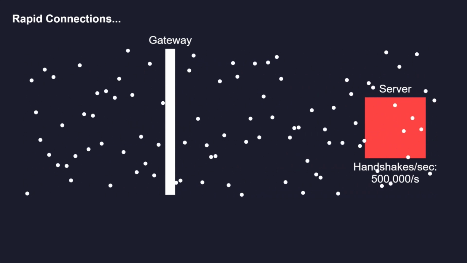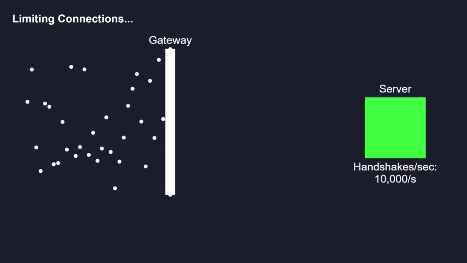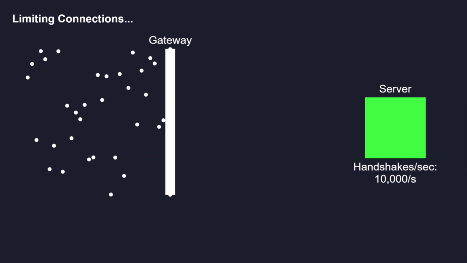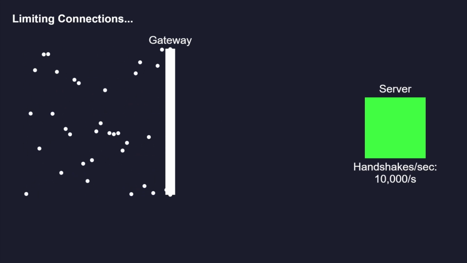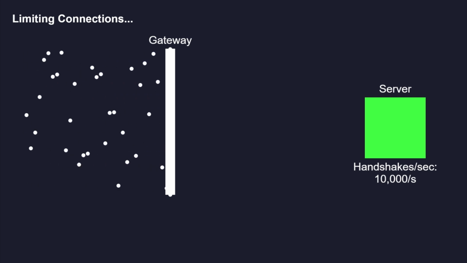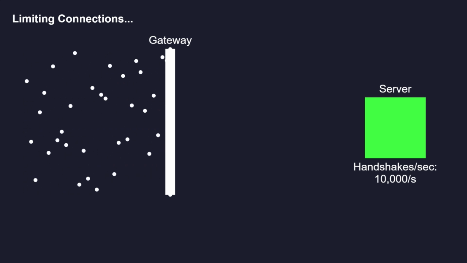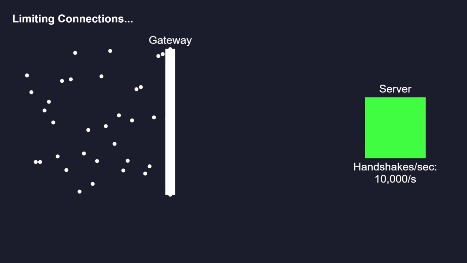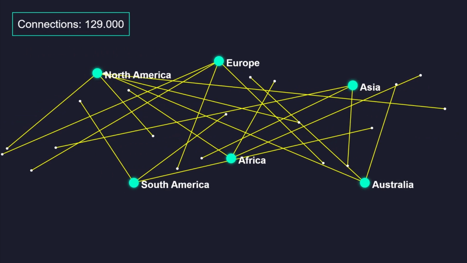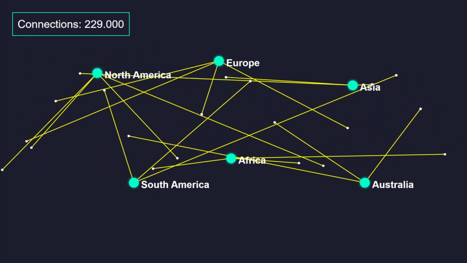Implement rate limiting for new connection handshakes at the edge. While your server can hold 1 million connections, it cannot process 1 million handshakes per second. Limiting the rate of new connections prevents a surge from overwhelming your processor and ensures that existing connections remain stable and responsive.